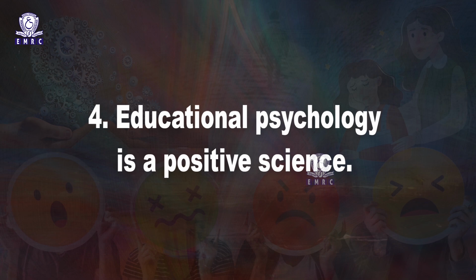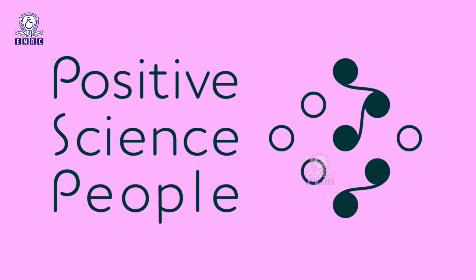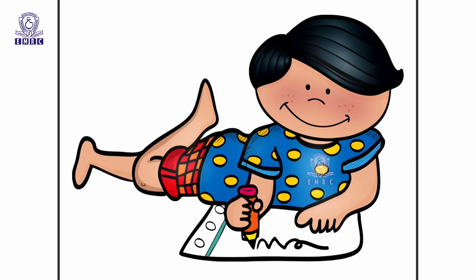Next point, educational psychology is a positive science. Normative science like logic or ethics deals with facts as they ought to be. A positive science deals with facts as they are or as they operate. Educational psychology studies the child's behavior as it is, not as it ought to be. So, it is a positive science.